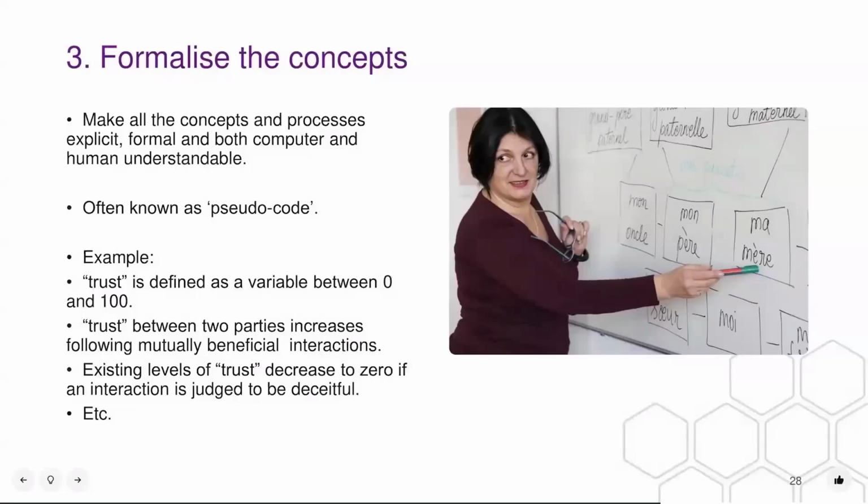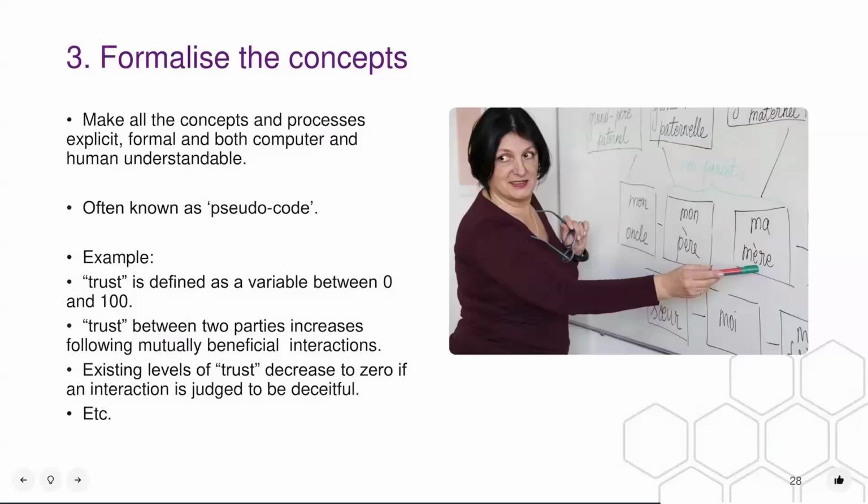Okay, so let's move on to step 3. So for step 3, we're going to need to formalize our concepts. And what I mean by this is that you'll want to make all the concepts and processes explicit, formal, and both computer and human understandable. So when it comes to making things computer understandable, we often work with something called pseudocode. But you don't need to know how to write code. You just need to start understanding how to formalize things.